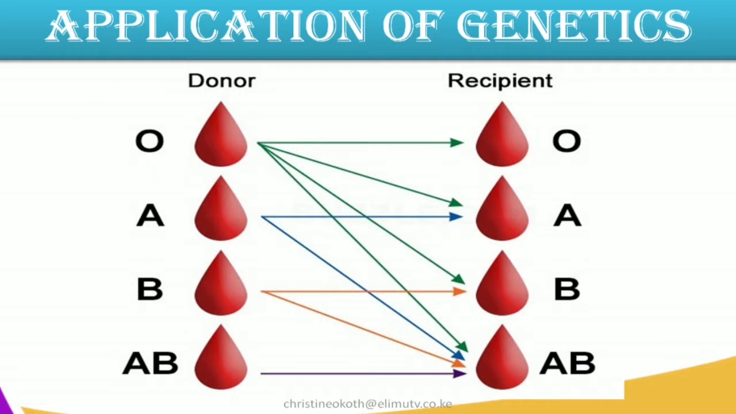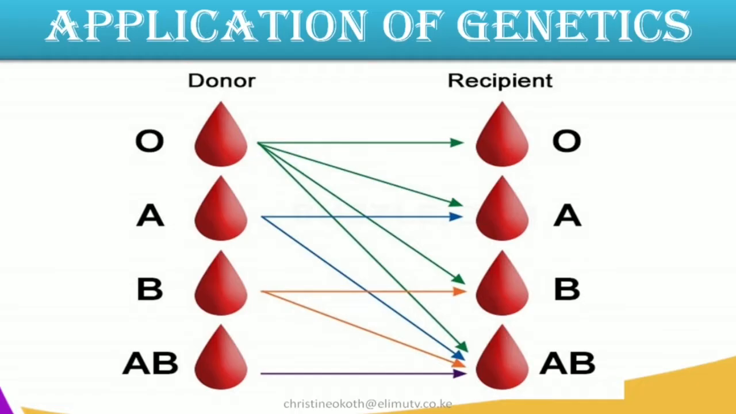Then when you come to B, a donor who is B can only donate blood to a recipient who has blood group B and AB. And finally, if you are blood group AB, you can donate to somebody who has AB. So this one is based on the genetic knowledge of the gene, the makeup of the blood types.